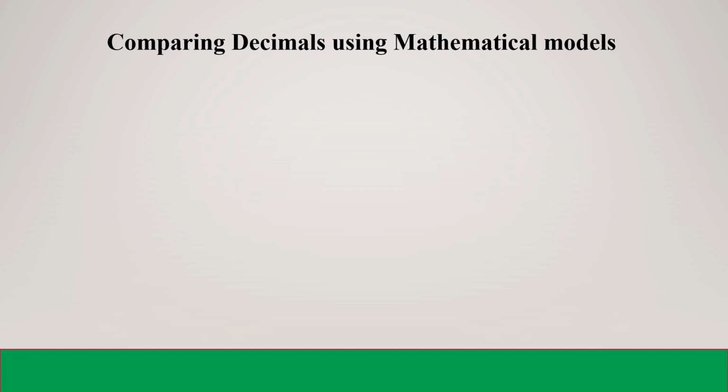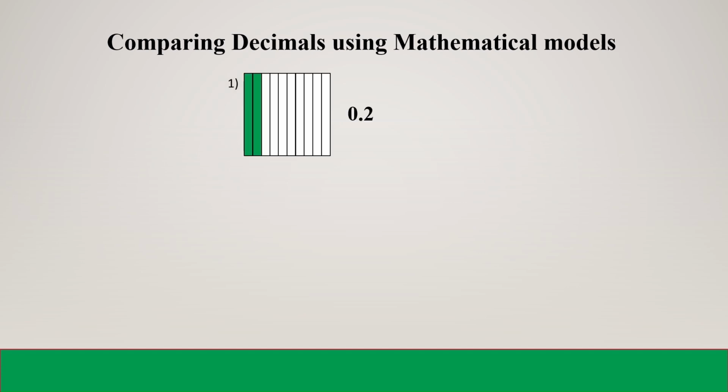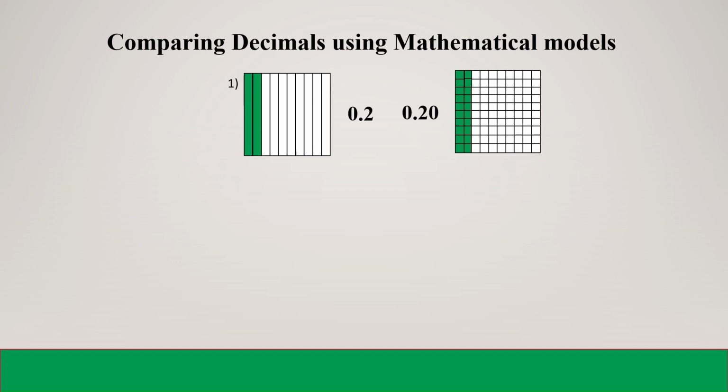Next is comparing decimals using mathematical models. Sometimes decimals may look different, but they actually represent the same value. For example, 0.2. We can add zeros to the right without changing the number. So we get here 0.20, and you can see that both are equal.